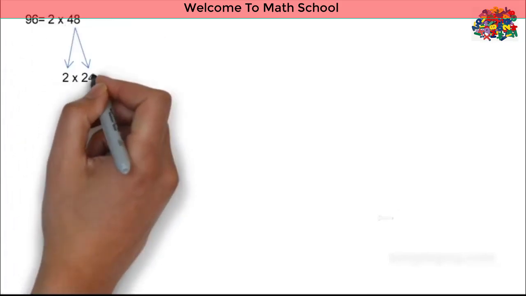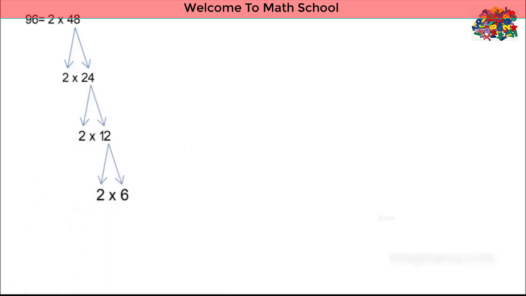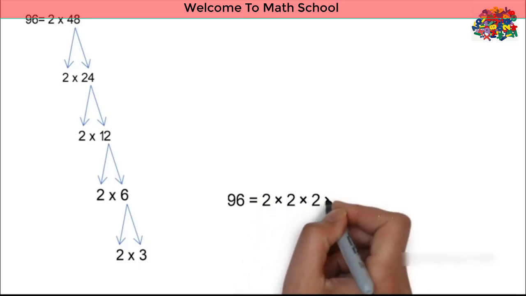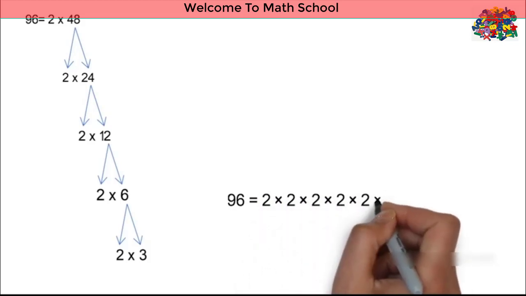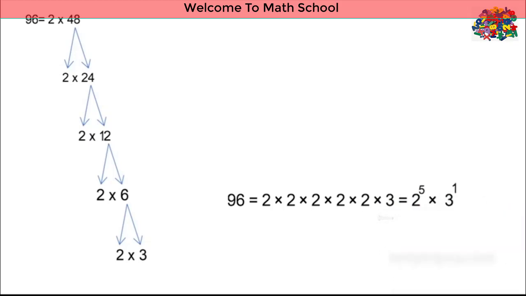Finally come to 96, which can be written as 2 into 48. 48 can be written as 2 into 24. 24 can be written as 2 into 12, and 12 can be written as 2 into 6, and 6 can be written as 2 into 3. So when you multiply all these things, 96 can be written as 2 into 2 into 2 into 2 into 2 into 3, which is equal to 2 to the power of 5 and 3 to the power of 1.